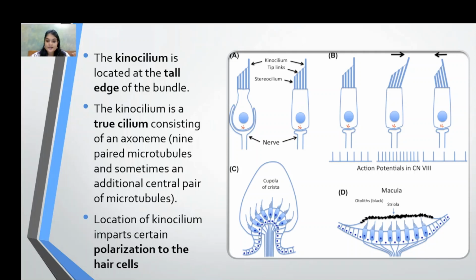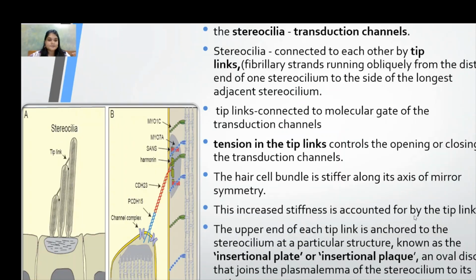So a revision again. This is the crista ampullaris with cupula. This is the macula with the otoliths and striola. Coming to detailed functioning, the stereocilia have transduction channels, and each stereocilium is linked to the next stereocilium with the help of tip links. The tip links are connected to the molecular gate of transduction channels. So tension in the tip links controls the opening and closing of the transduction channel, and the tip links are attached to the stereocilia at a place known as the insertional plate or insertional plaque.